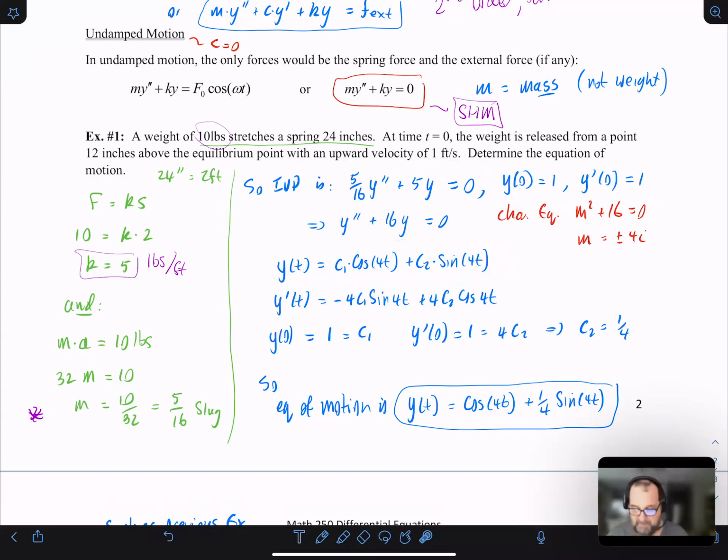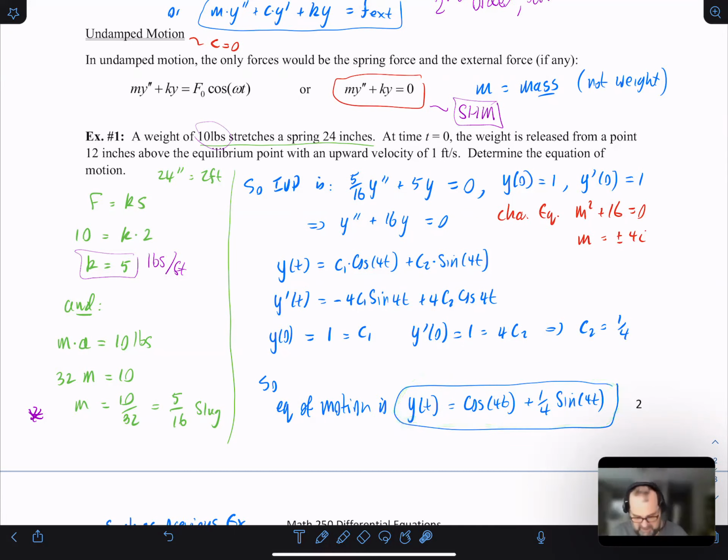If I have this mass and I set it in motion, it's going to oscillate, so I'm expecting a solution in terms of sine and cosine. So this is our general solution, and you can see the work here. We're going to need y prime, and then we can apply our initial conditions, and we can come up with this solution as the equation of motion. This is our solution function.